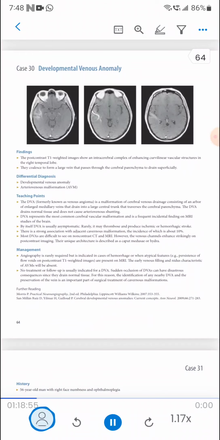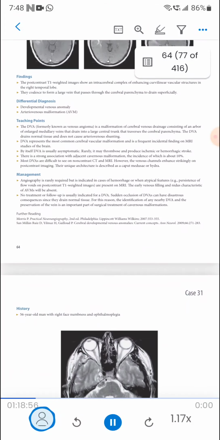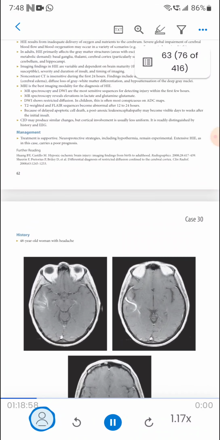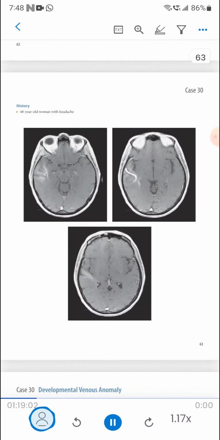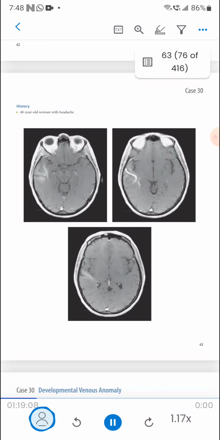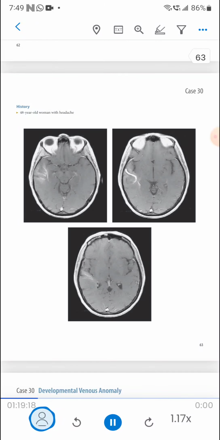Case 30: Developmental venous anomaly. Findings. The post-contrast T1 weighted images show an intracerebral complex of enhancing curvilinear vascular structures in the right temporal lobe. They coalesce to form a large vein that passes through the cerebral parenchyma to drain superficially. Differential diagnosis. Developmental venous anomaly, arteriovenous malformation, AVM. Teaching points.